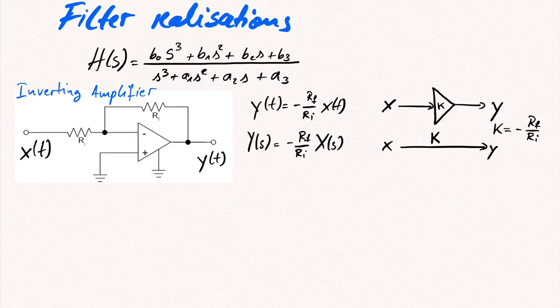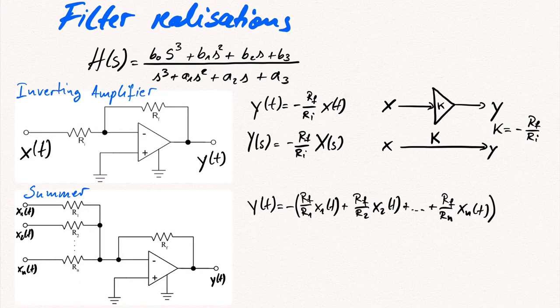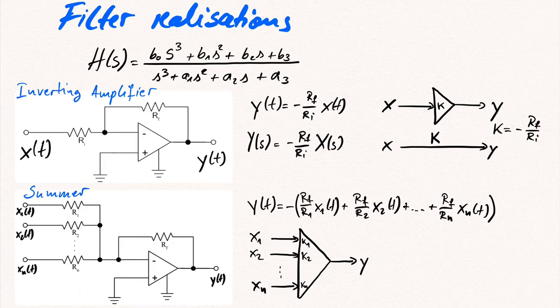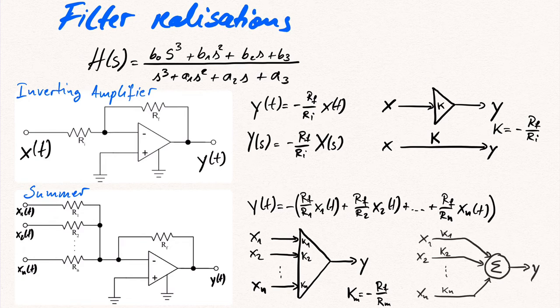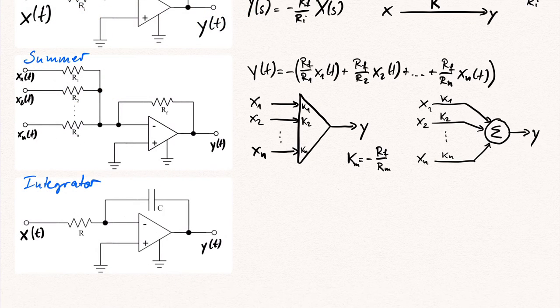The second standard component that we need to realize our filter H(s) is the operational amplifier summer, which can be understood as a generalization of the inverting amplifier. The output y(t) is equal to the weighted sum of the input signals x1 till xn. In block diagram drawings, this can be symbolized by a big triangle with amplification factors k1, k2 up until kn, where km is equal to minus Rf over Rm, or by these summation symbols with the same factors k1, k2 up until kn. And the third component is the integrator circuit.